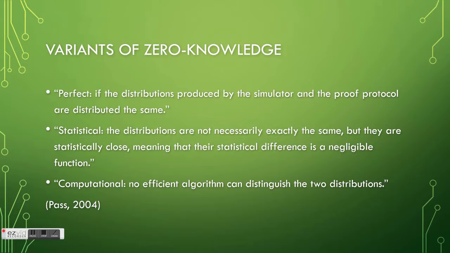This happens if the distributions produced by the simulator and the proof protocol are distributed the same. Secondly, there are statistical zero knowledge proofs. These happen if the distributions are not necessarily exactly the same, but they are statistically close, meaning that their statistical difference is a negligible function. And lastly, there are computational zero-knowledge proofs, if no efficient algorithm can distinguish between the two distributions.